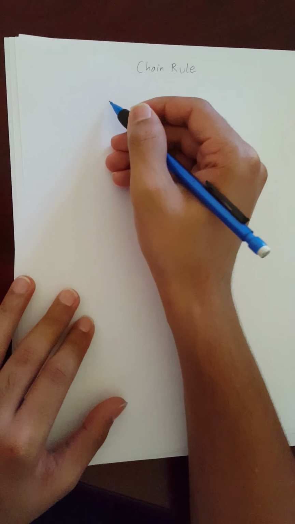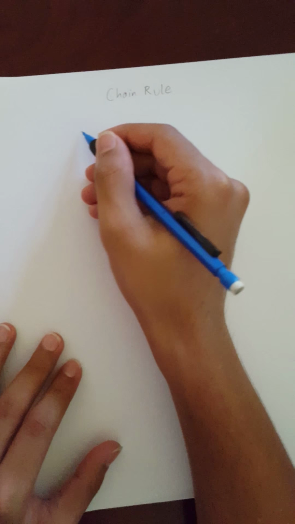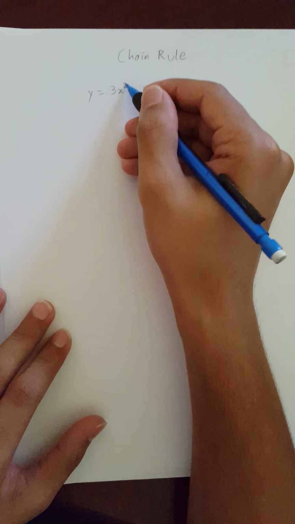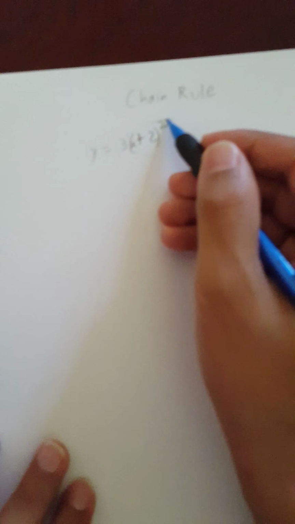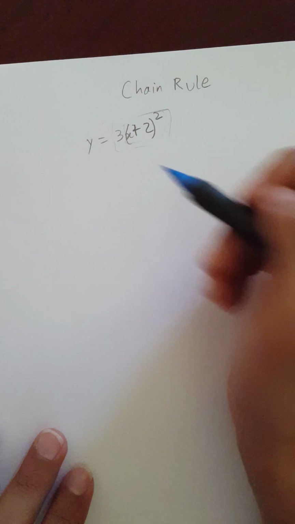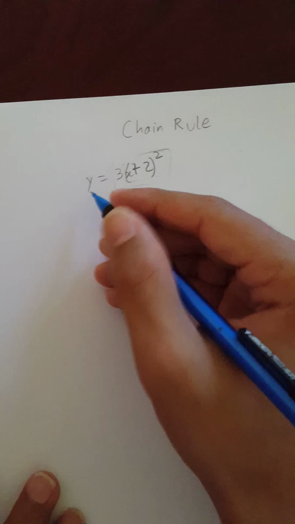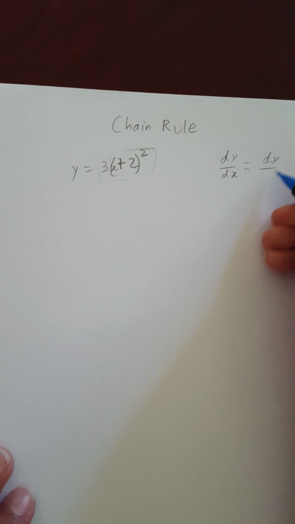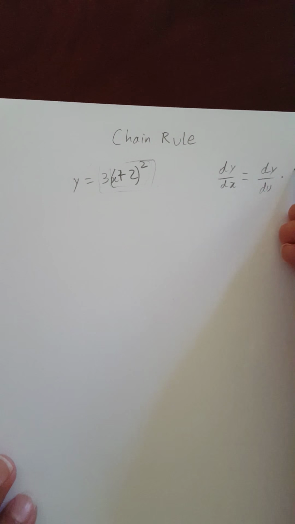Okay, so the chain rule basically says if you have a function, say y equals 3 times (x plus 2) squared, you take the derivative of the outside, and then you take the derivative of the inside, and you basically keep on going. So here you could say dy/dx equals dy/du times du/dx.